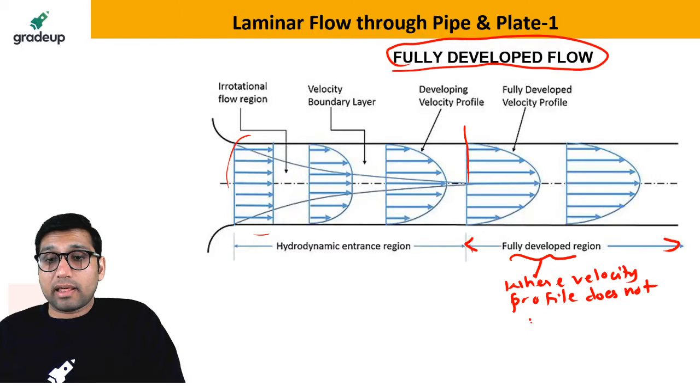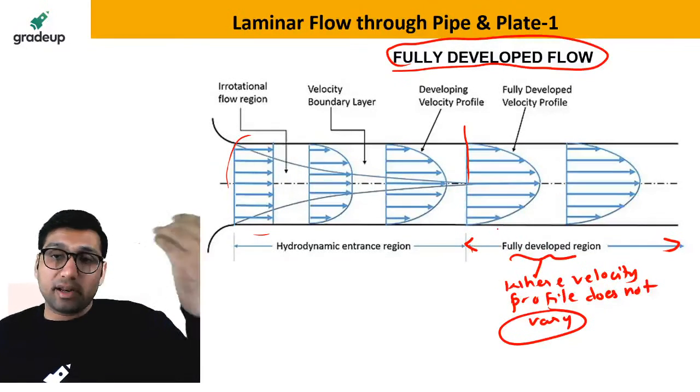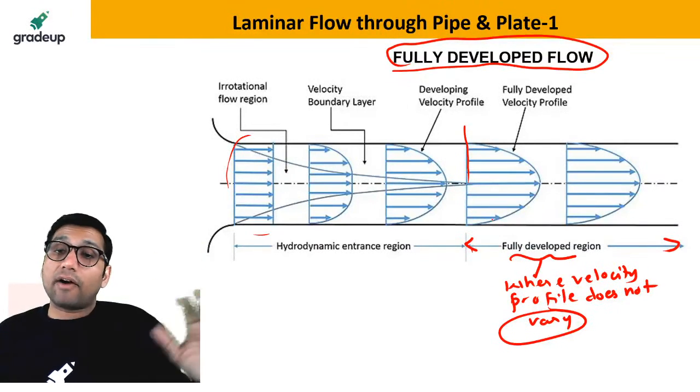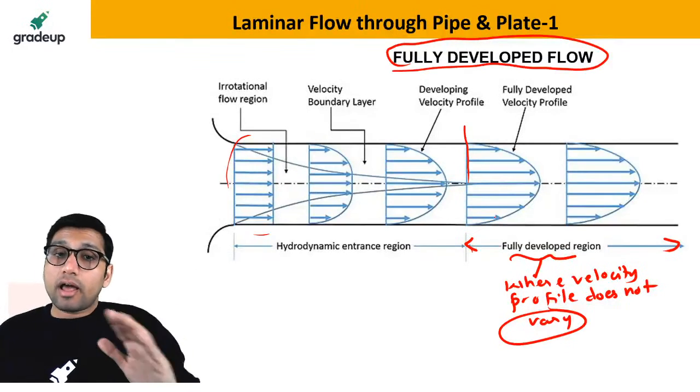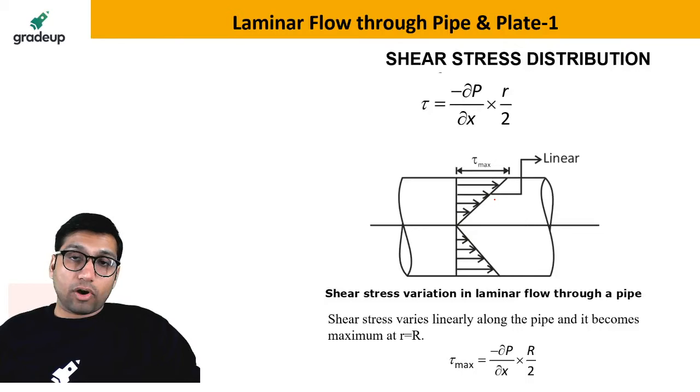Where the velocity profile does not vary, that section is called the fully developed area or fully developed region. That fully developed region will have a fully developed velocity profile, after which there will be no variation of the velocity profile. So that is a very important consideration of fully developed flow.